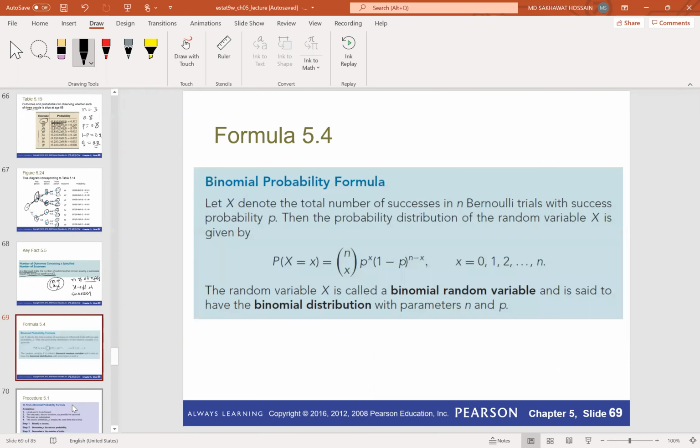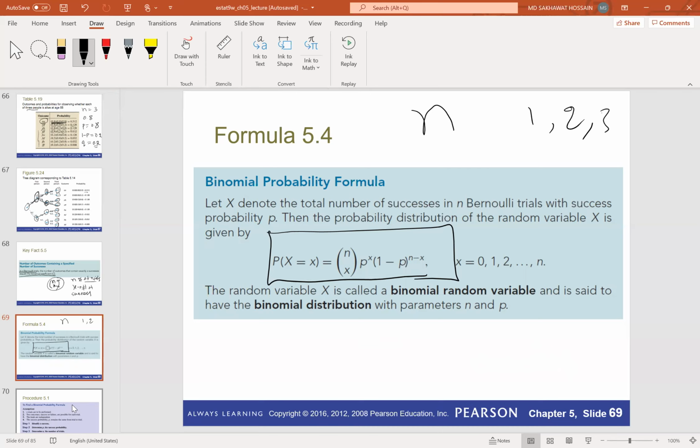Okay, so this is the formula for binomial distribution. Let x denote the total number of successes in n Bernoulli trials. So x is the random variable which denotes the number of successes from n trials. The n could be 1, 2, 3, 4, and so on. But for each experiment, the n is fixed.